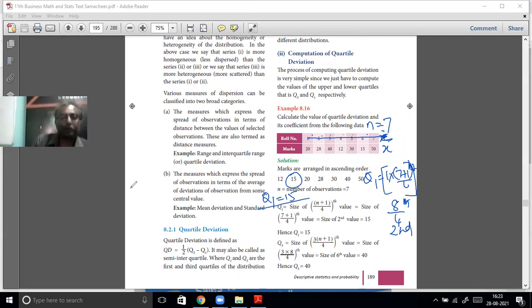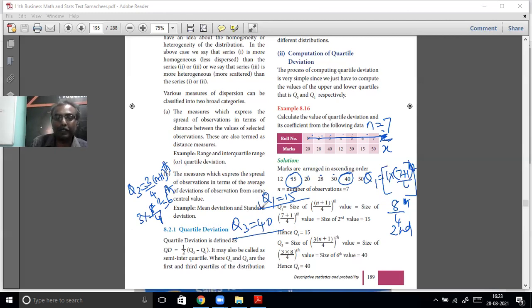Then you have to find out Q3. Q3 is equal to 3 by 4th into n plus 1th value. N is 7, n plus 1 is 8, so 3 into 8 by 4 is equal to the 6th value. What is the 6th value? 1, 2, 3, 4, 5, 6. The 6th value is 40. So Q3 is equal to 40.